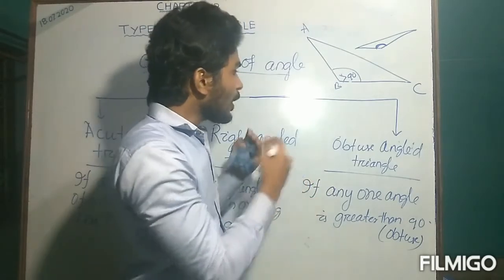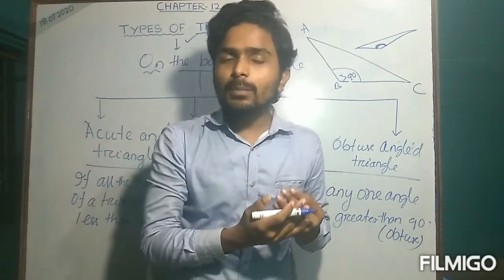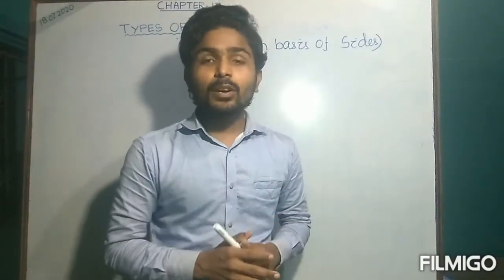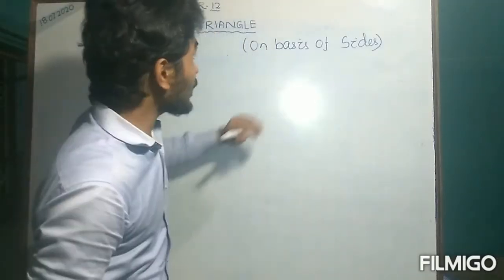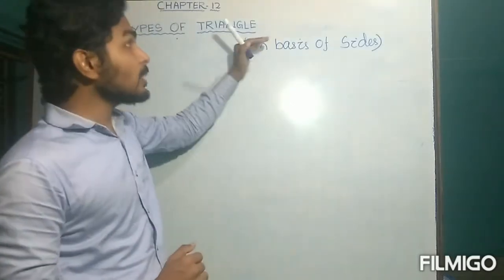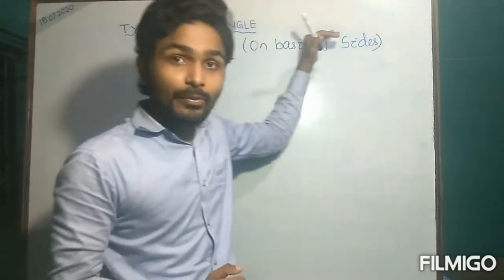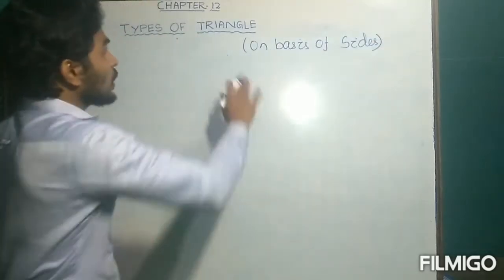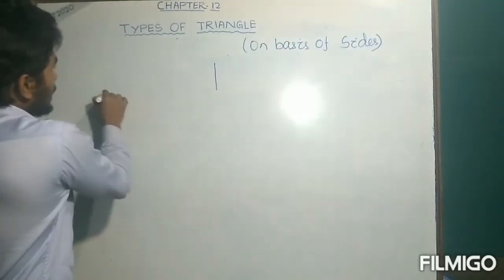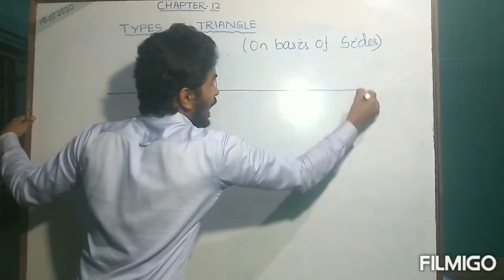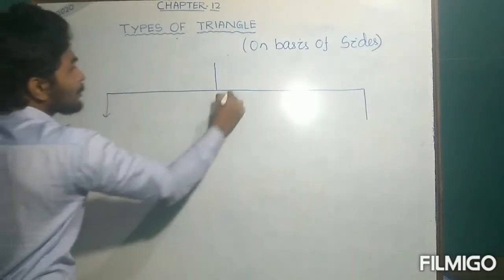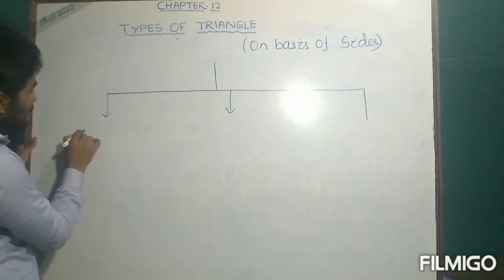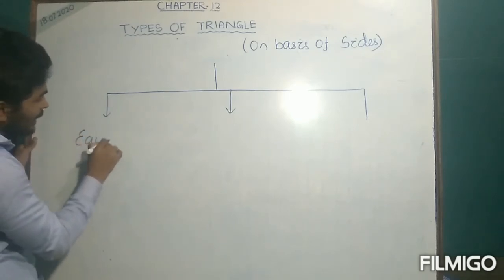Now it is clear about the types of triangle on the basis of angles. Okay. Now let us find out the types of triangle on the basis of sides. Previously we have discussed the types of triangle on the basis of angles. Here on the basis of sides. Similarly, on the basis of sides, the triangles are of three types. Okay, you already know it. What are they? They are equilateral triangle.